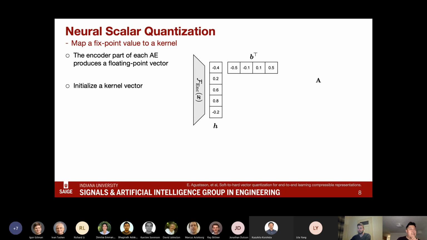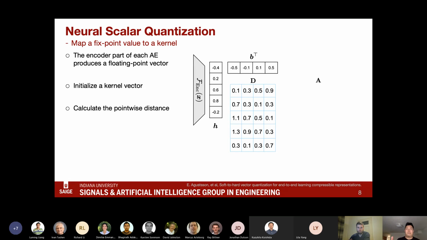Let's start from the quantization part. Let's say now we have this output from an encoder, which is vector H. The goal here is to map each value in H to one kernel in this kernel vector B transpose. To do that, let's first calculate this pointwise distance, which gives me the matrix D. Usually, with a softmax function, D can be transformed into a probability matrix A.